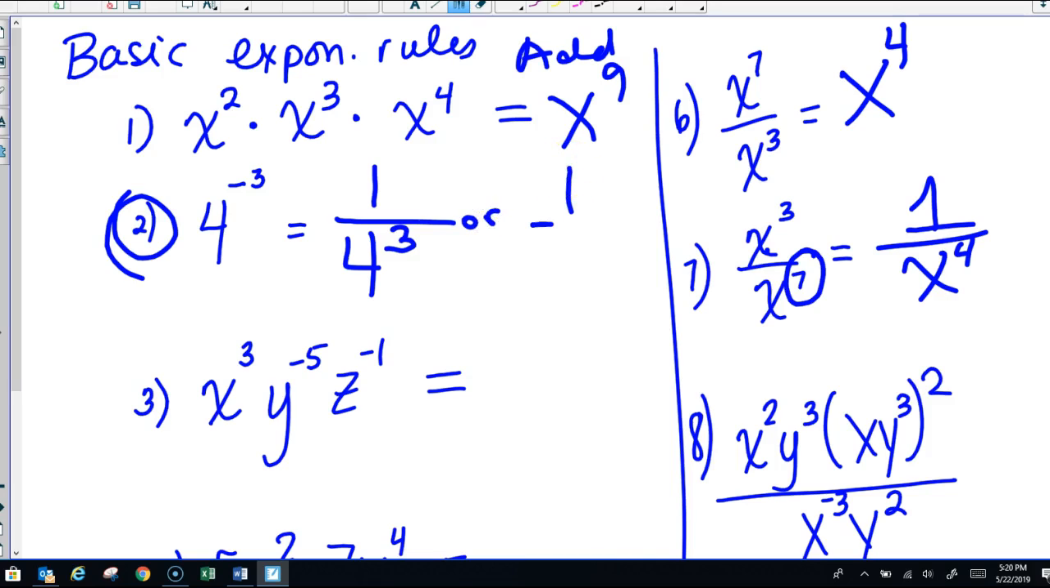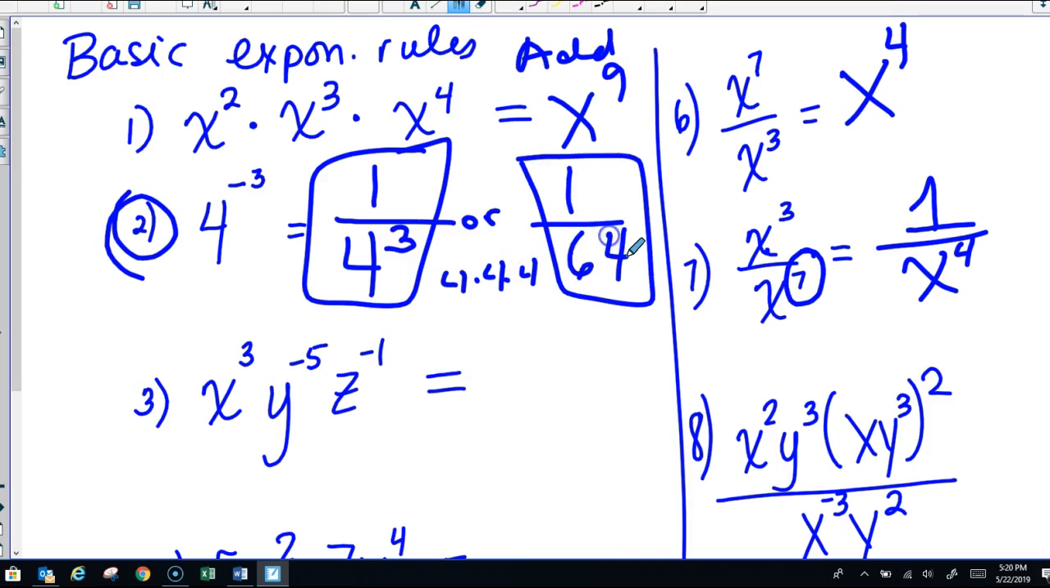Okay, also on one like this, just depending on the way the directions are stated, you could go ahead and figure out what 4 to the 3rd is. 4 times 4 times 4. And so I'm thinking that is 64. So if the direction said to write it with a positive exponent, you'd probably leave it like the first one, 1 over 4 cubed. If it says simplify completely, they would most likely be wanting the 1 over 64.